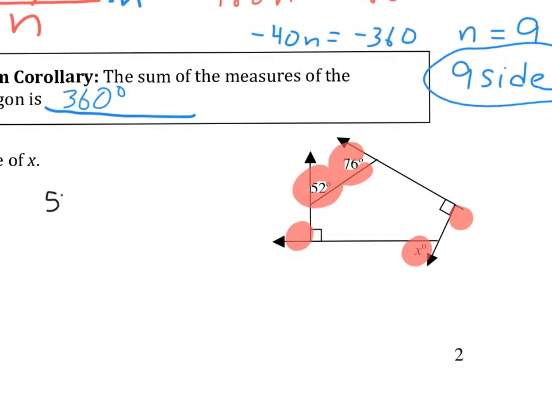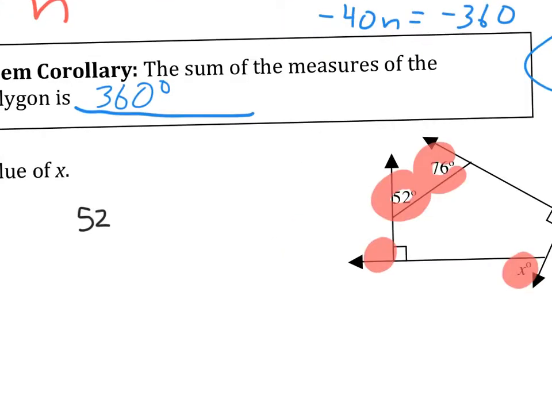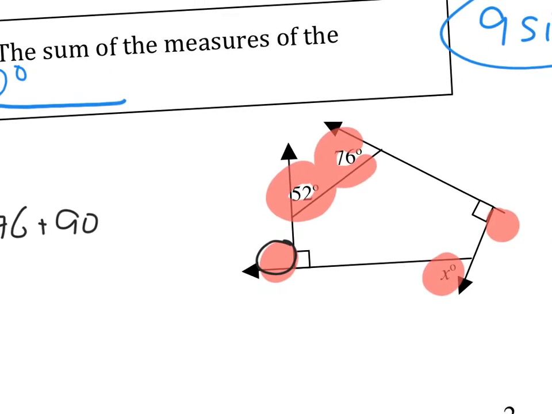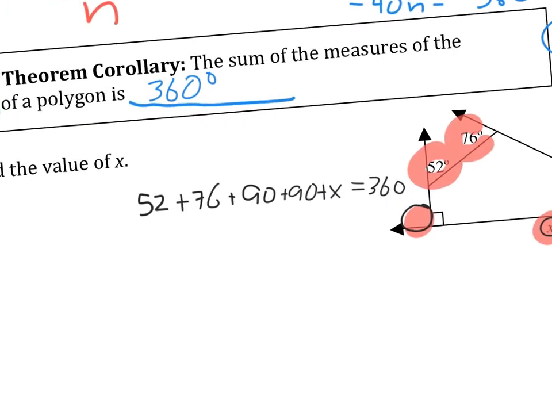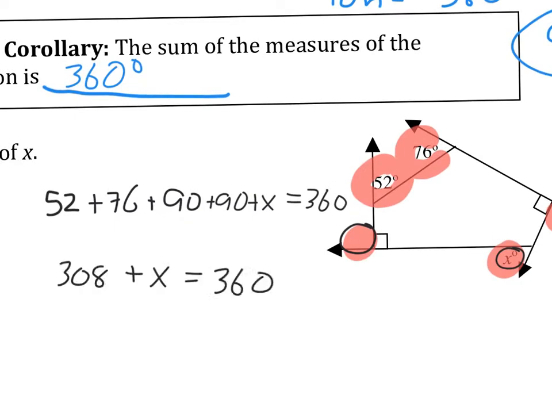So to set this one up, I say 52 plus 76 plus, wait, what's this one? Oh, that one's 90 because it's adjacent to the 90. Then this one over here is also 90. And this exterior angle there is x. And we know they all add up to 360 because we're talking about the outside, the exterior. Ha, hashtag yay. So let me simplify. And then finally we subtract to get 52 degrees.